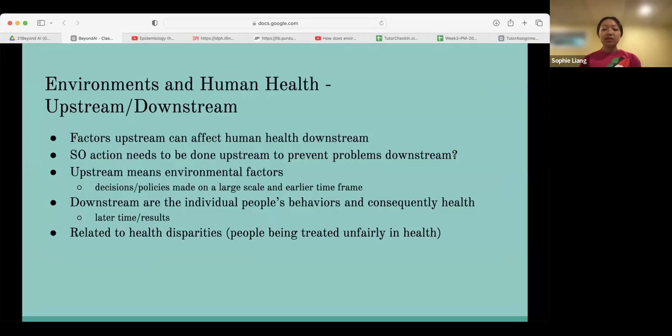So action needs to be done upstream to prevent problems downstream. Because the problems that happen upstream affect the problems that happen downstream, you should fix the problems at the root cause, and fix them upstream, so that you can prevent problems from happening downstream. All right, so let's talk about each type of stream.